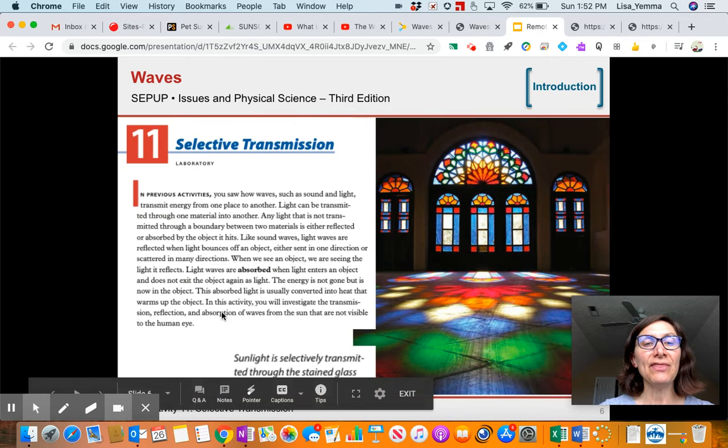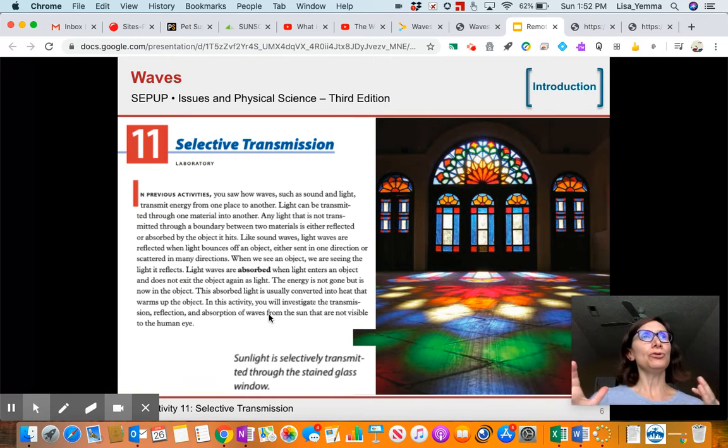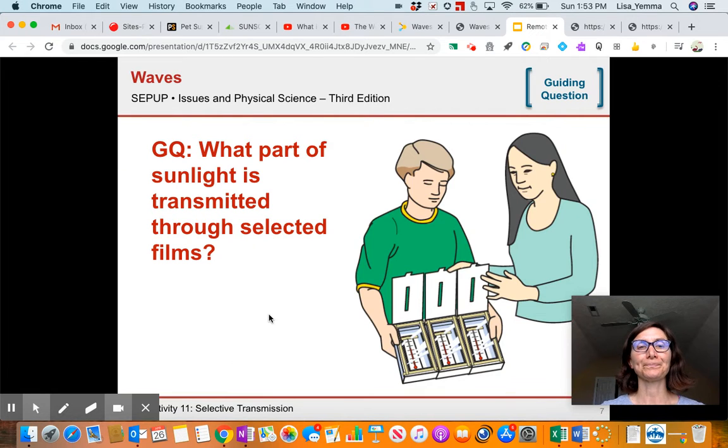Notice that in this activity, this last sentence here, we are going to investigate the transmission, reflection, absorption of waves from the sun that are not visible to the human eye. So which waves do you know are transmitted from the sun that our human eye cannot detect? Fill in that blank. Which waves from the sun are transmitted that our eyeballs cannot detect as visible light? You got it? We'll come back.